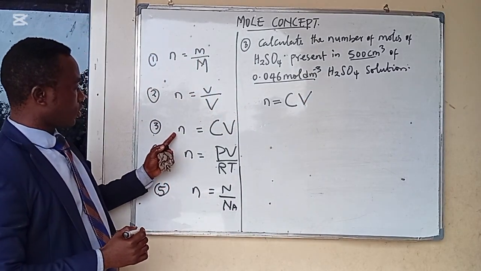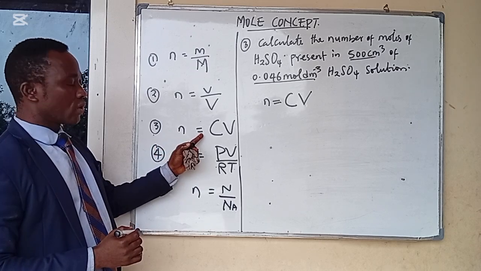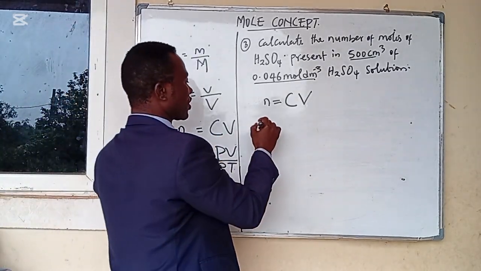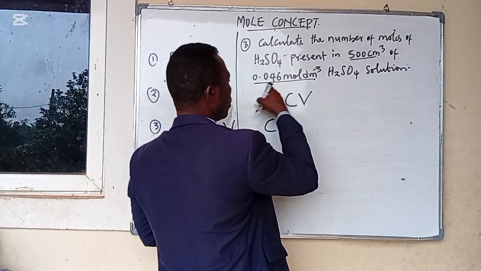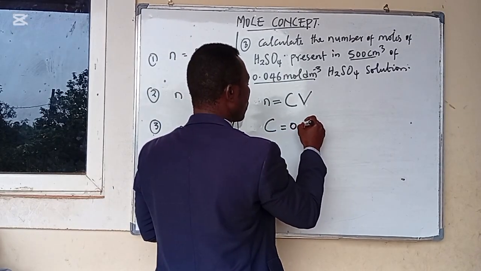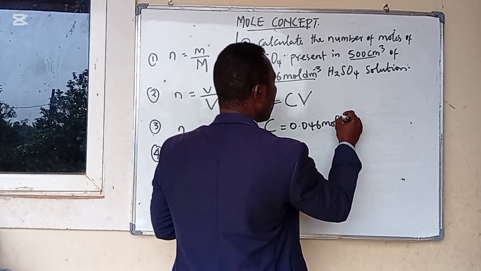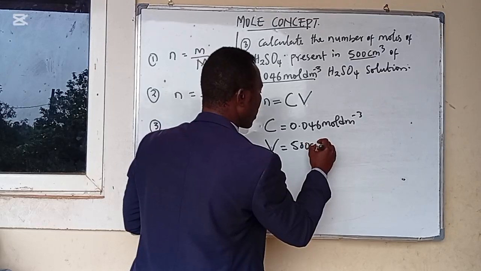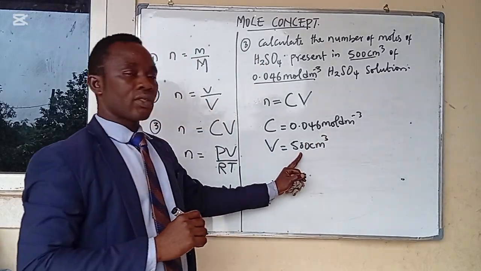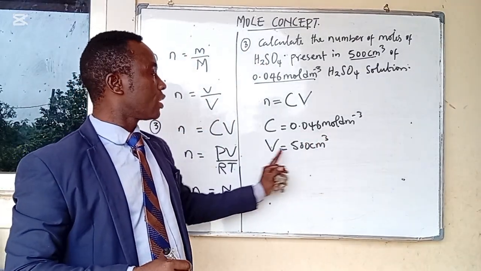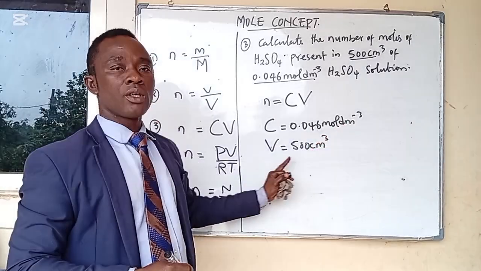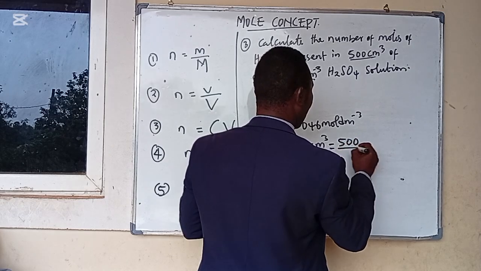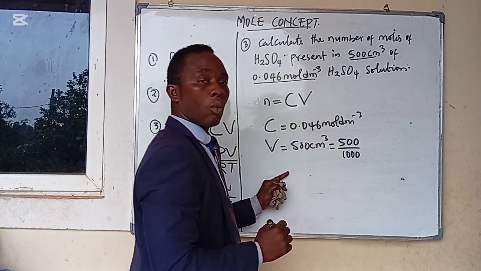Now look at number 3. Number of moles is equal to concentration multiplied by volume. The concentration should be in mole per dm cube, that is 0.046 mol/dm³, right? Then the volume is 500 cm³, but we don't use cm³. We'll convert to dm³ because the volume here should be in dm³. We convert from cm³ to dm³ by dividing by 1000.